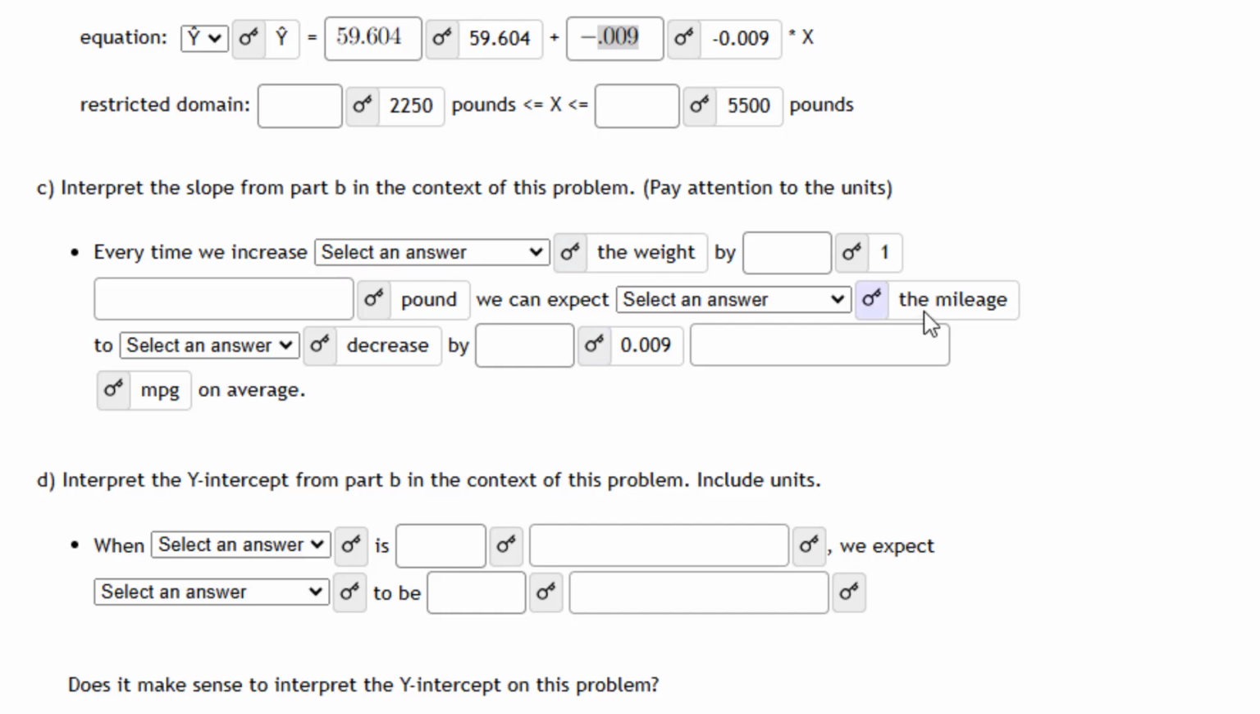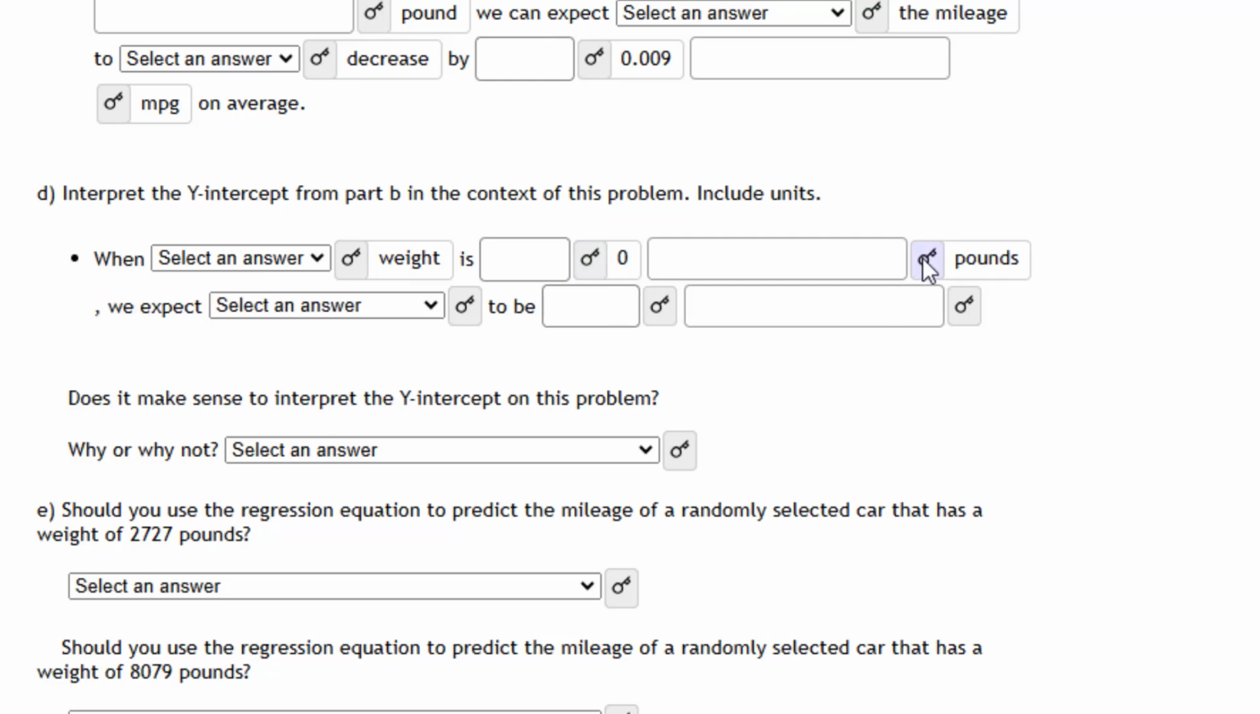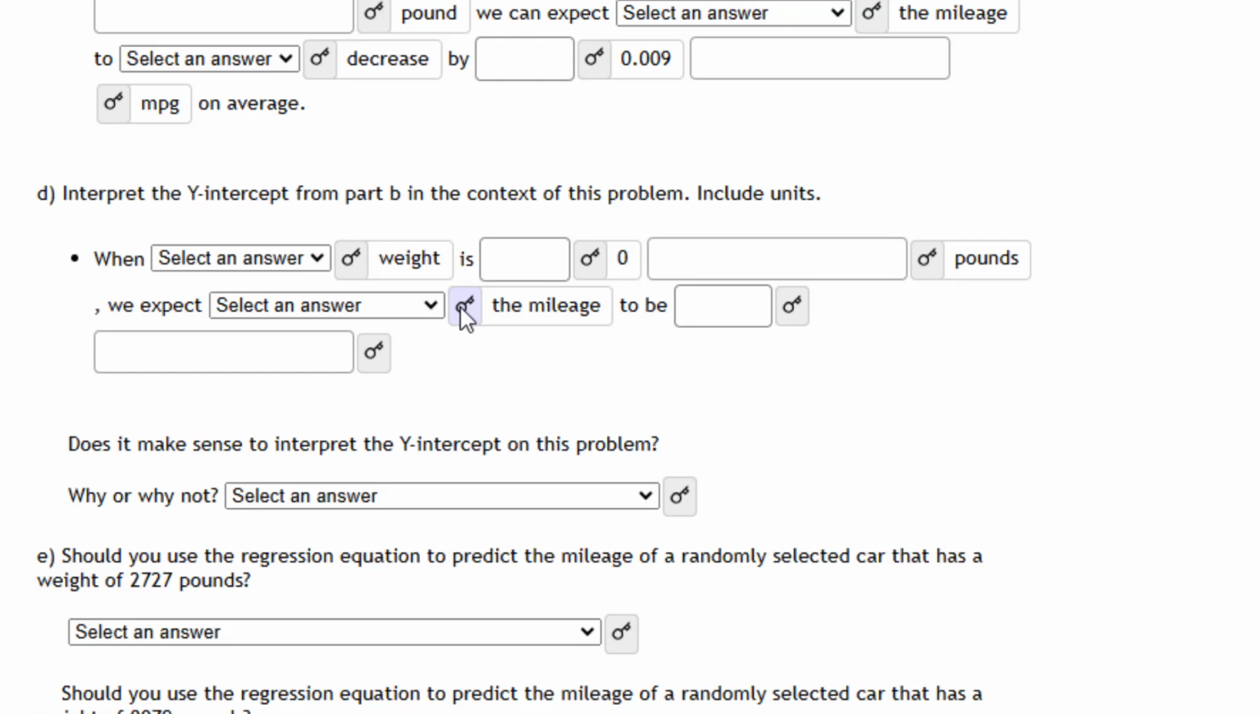That's what the slope tells us: every time we raise the weight of a car by 1 pound, it's going to lose 0.009 of a mile per gallon, right? And then the y-intercept. The y-intercept for a straight line always means the exact same thing. When x equals 0, this is the value we get for y. So when the weight is 0 pounds, we expect y, the mileage, to be this 59.604 miles per gallon.